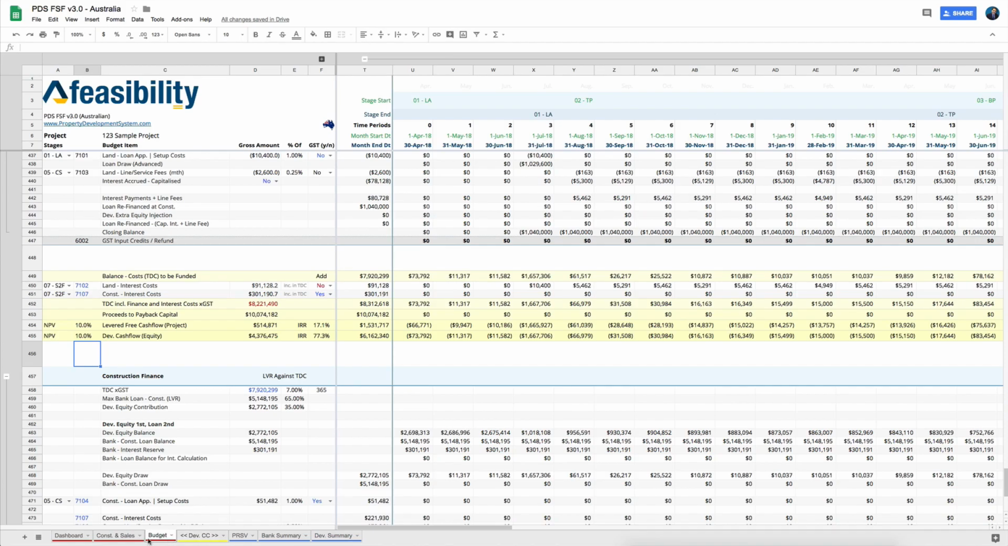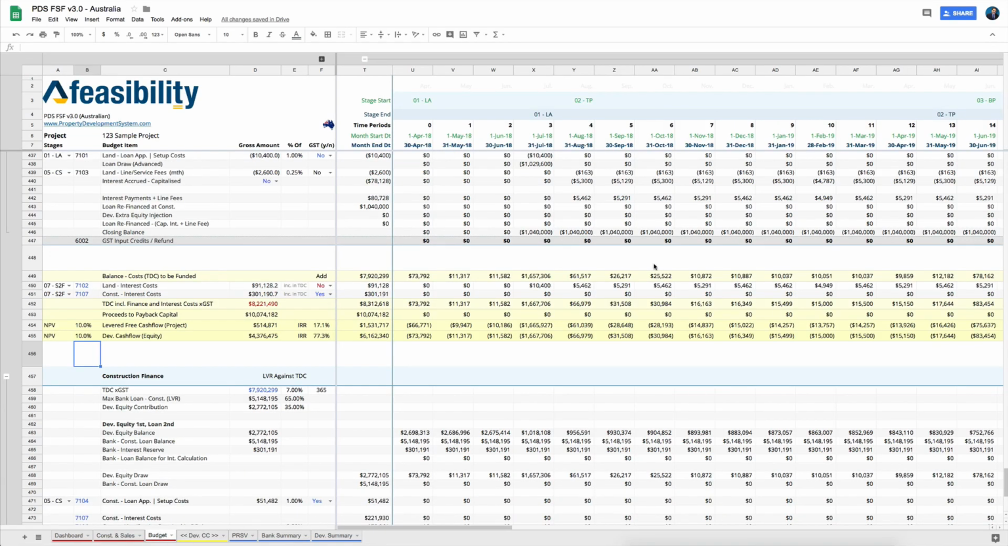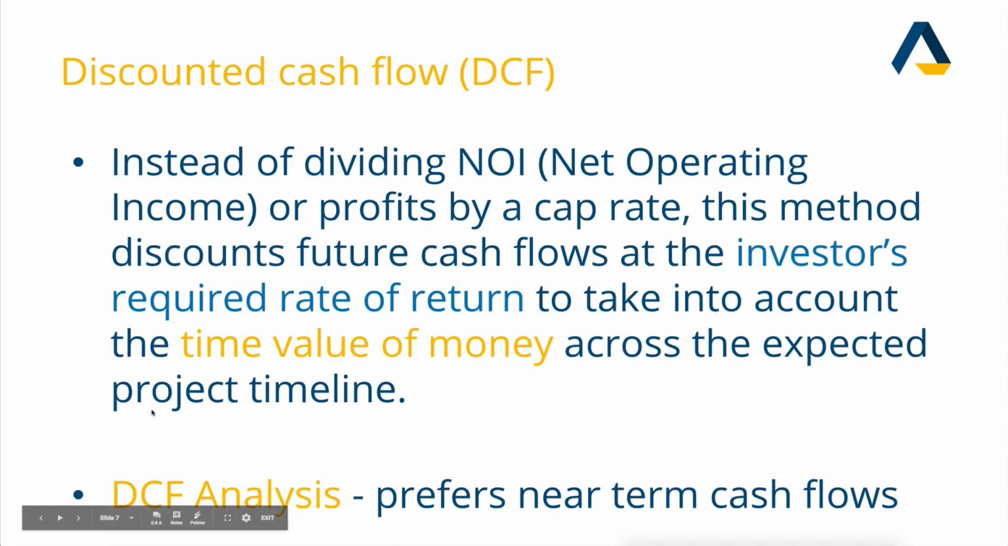So this section here is your discount rate that we are putting in against the net present value. So we can discount these cash flows at 10% and get a value there, across the timeline. So that's what this is about. This is the discounted cash flow analysis.